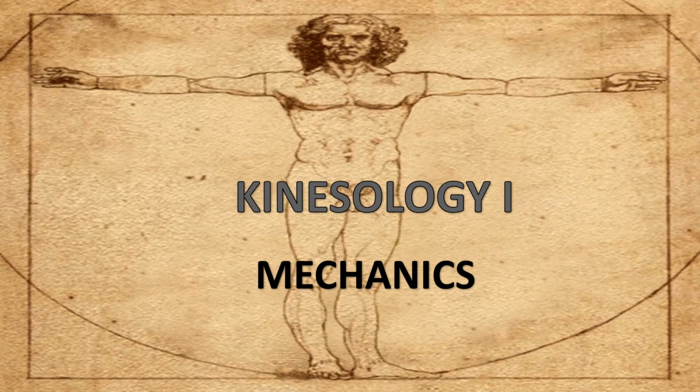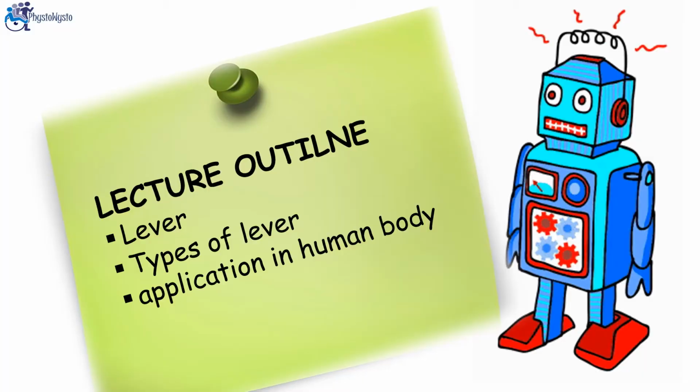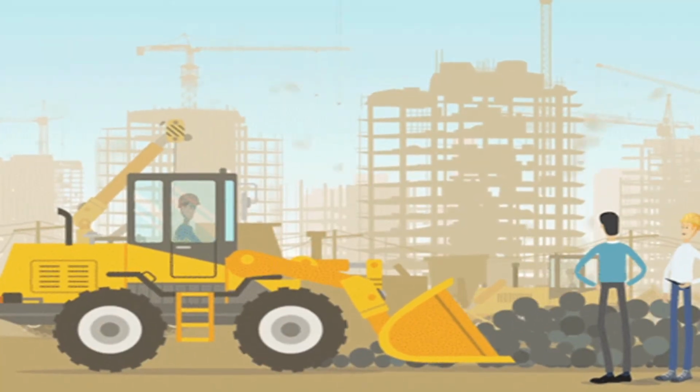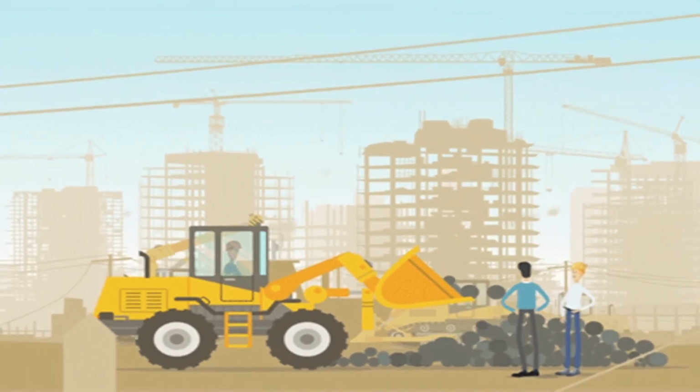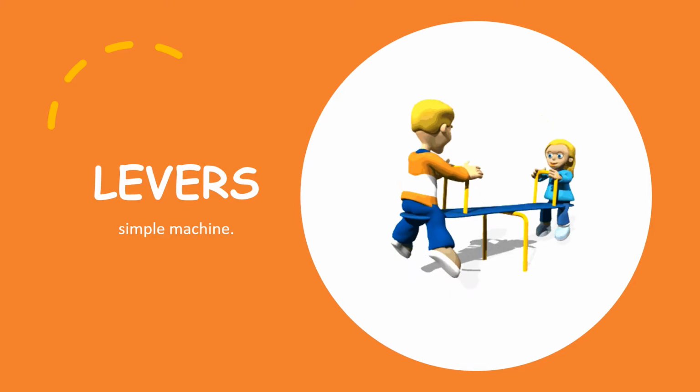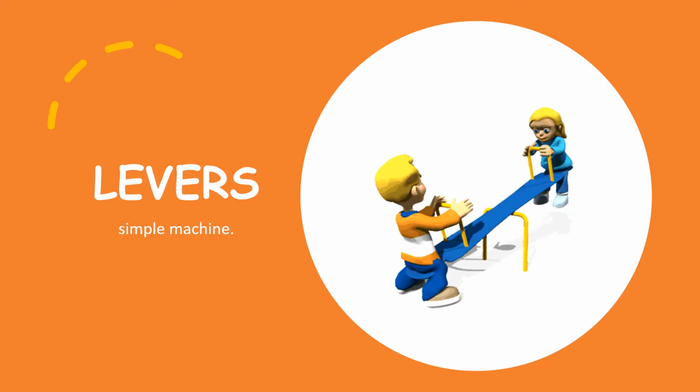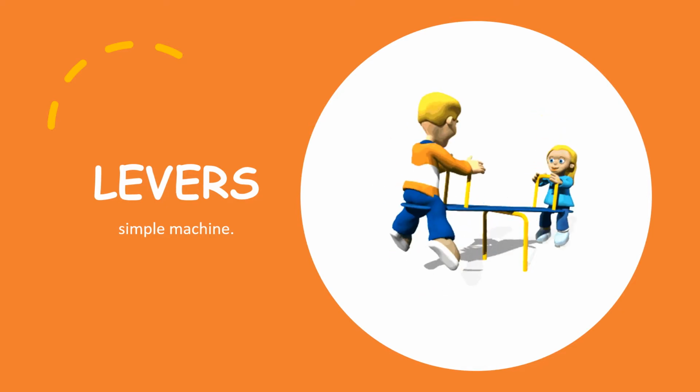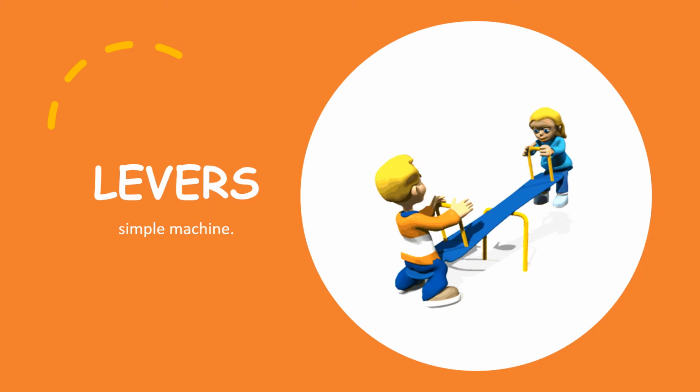Study about the levers in the human body. A lever is a simple machine in which a rigid bar turns about an axis.